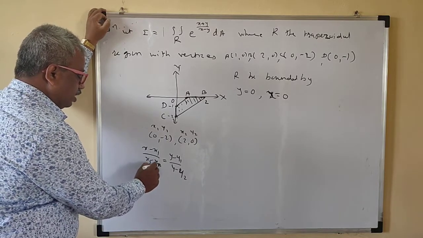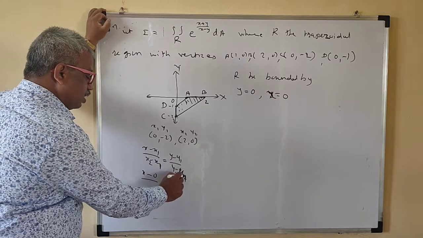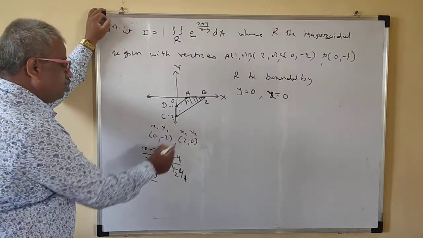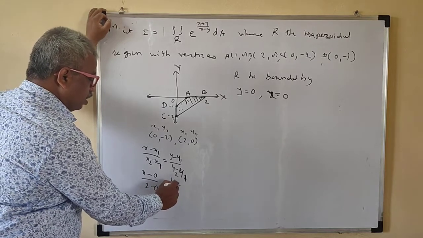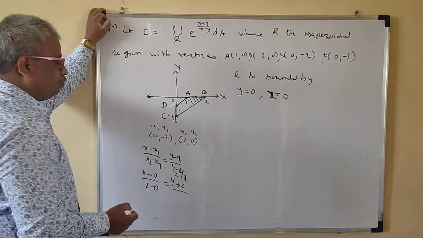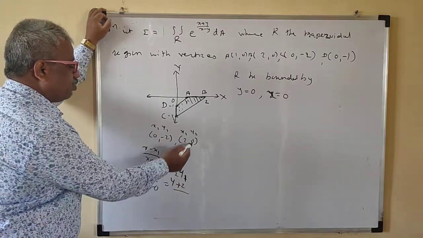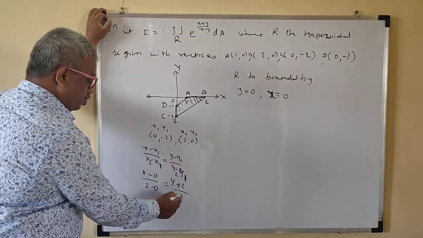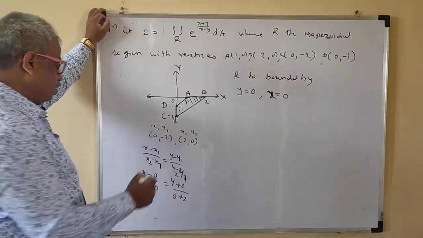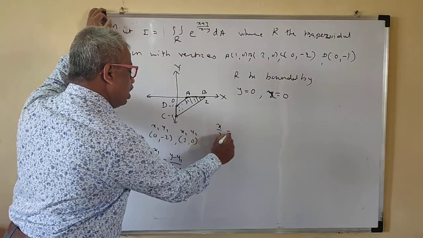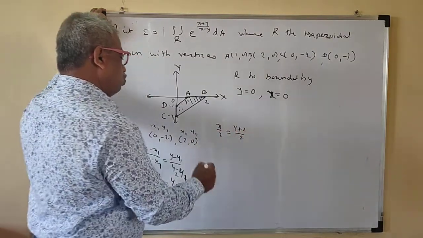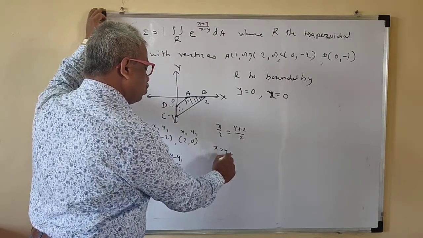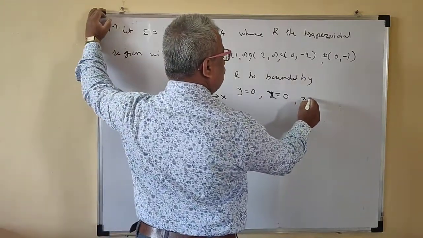x minus x1 over x2 minus x1. x2 is 2 minus 0. Y minus y1 is y plus 2 now. So then y2 is 0 plus 2. Now x upon 2 is equal to y plus 2 upon 2. The 2 gets cancelled. So x is equal to y plus 2.